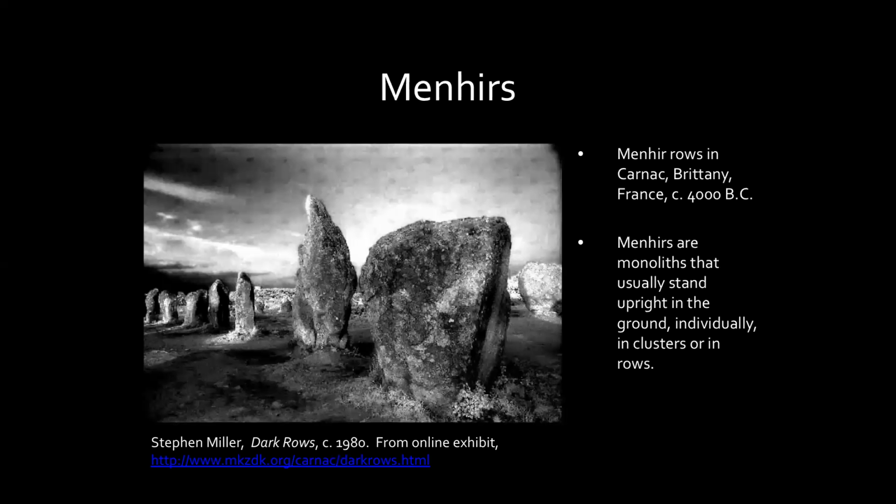So menhirs, a lot of these were made in rows, and we find these in other parts of the world too, in Africa as well. And these are in Brittany, that's the western part of France, and it tends to be a pretty agricultural area, so these things have survived through time. So menhirs are monoliths that usually stand upright in the ground individually, in clusters or in rows. And these rows of menhirs can be pretty huge, like a soccer or football field of stones like this.